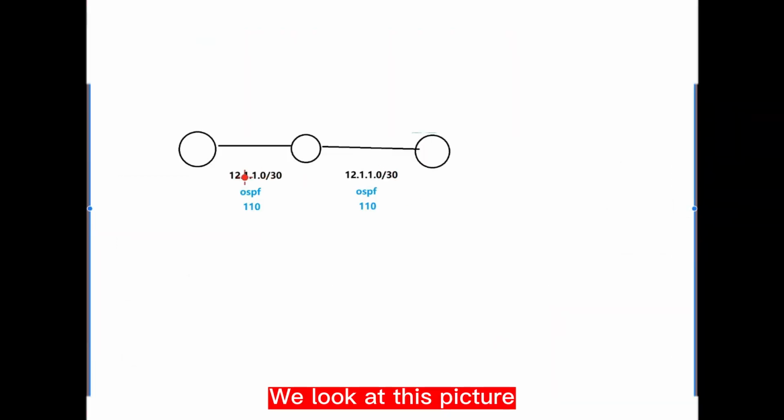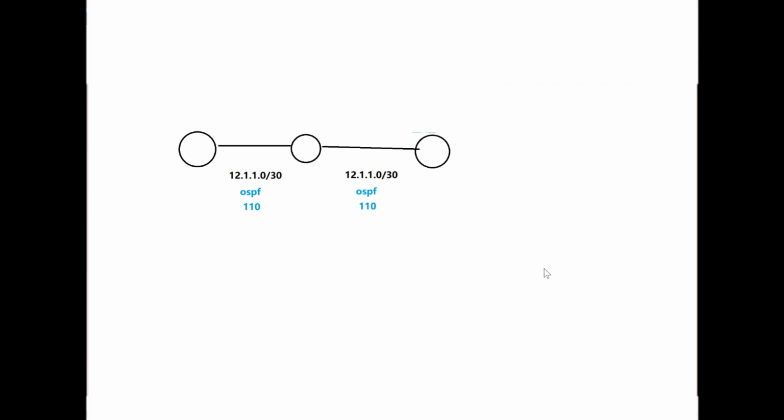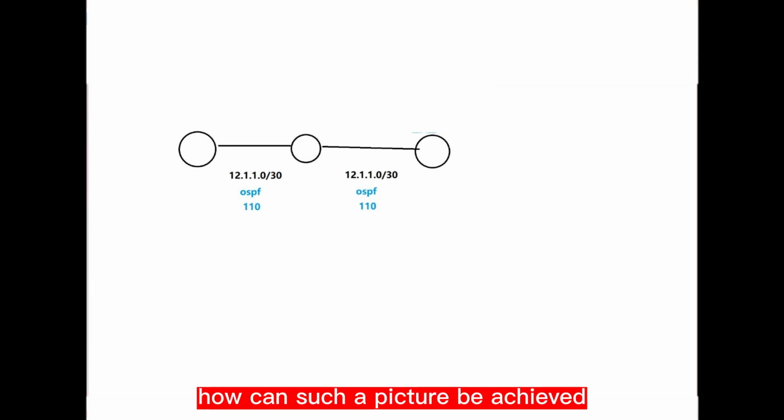We look at this picture. They go to the same network segment. How can such a graph be formed? Data should go through this interface, and I also want to go through this interface. How can such a picture be achieved?